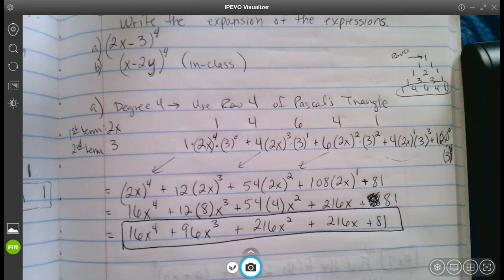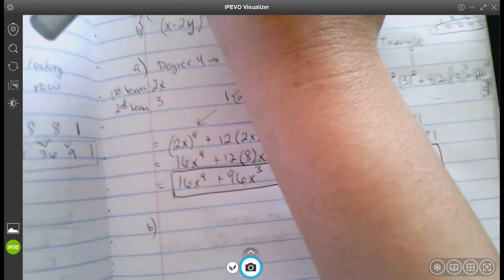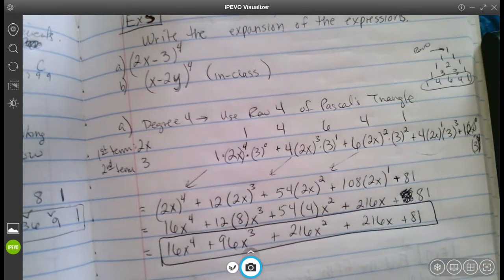Okay, so we're done with that one. We'll do letter B in class if you want to just kind of leave some room here at the bottom. Okay, let's go ahead and jump to the last example. I think we have 2 more.